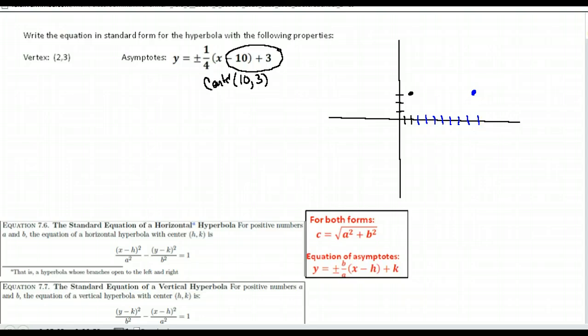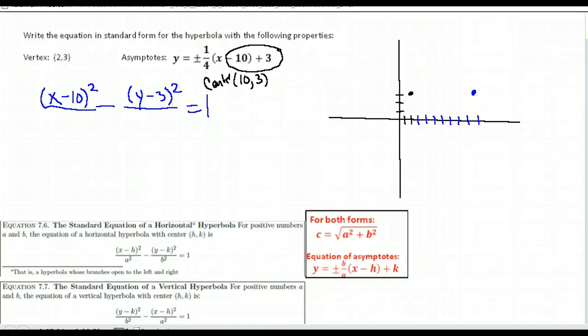So we notice this is a horizontal hyperbola. So we know we're going to have x something squared over a squared minus y something squared over b squared equals 1. So our center is 10, 3. We can go ahead and put that in. We have x minus 10 squared, y minus 3 squared. We want to now find a and b so that we can finish this off.